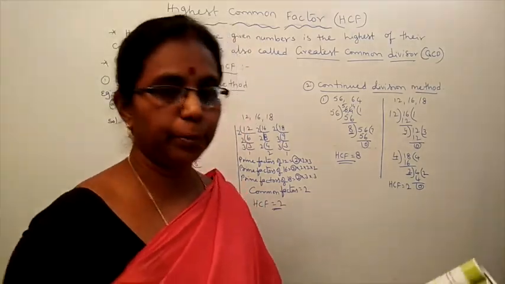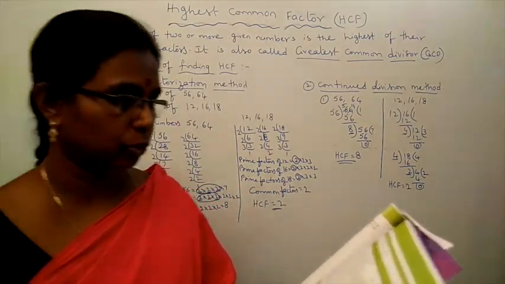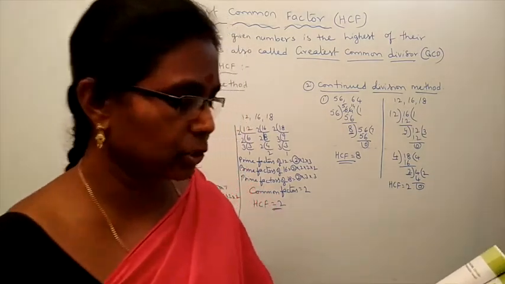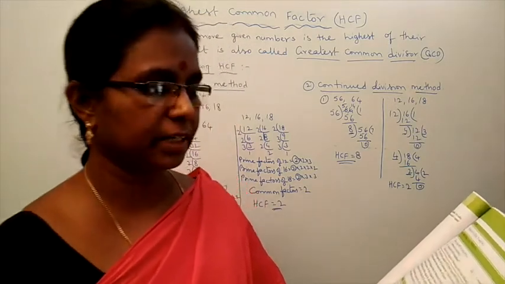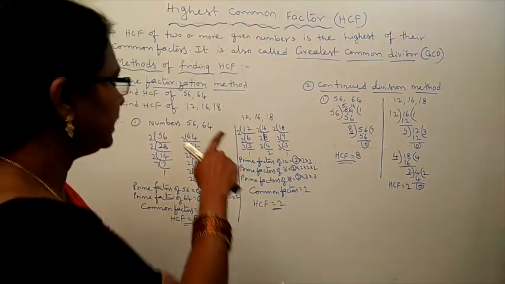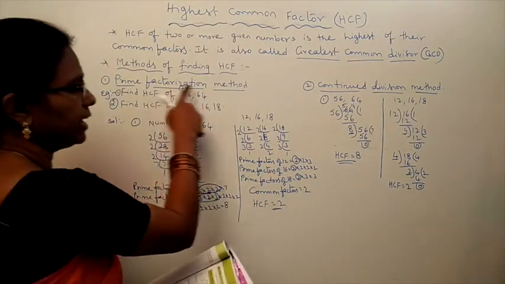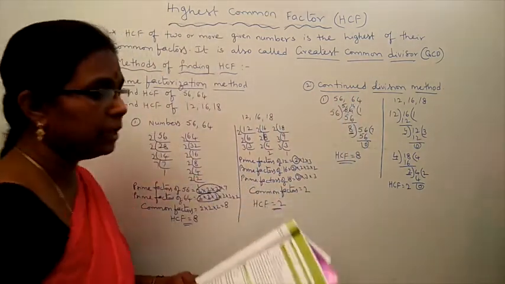Now homework 3.4, I will explain how to do it. How to do those problems, I will explain. First question: Find the HCF of the following numbers by prime factorization and continued division method. Both the methods you have to do. Prime factorization method and continued division method.